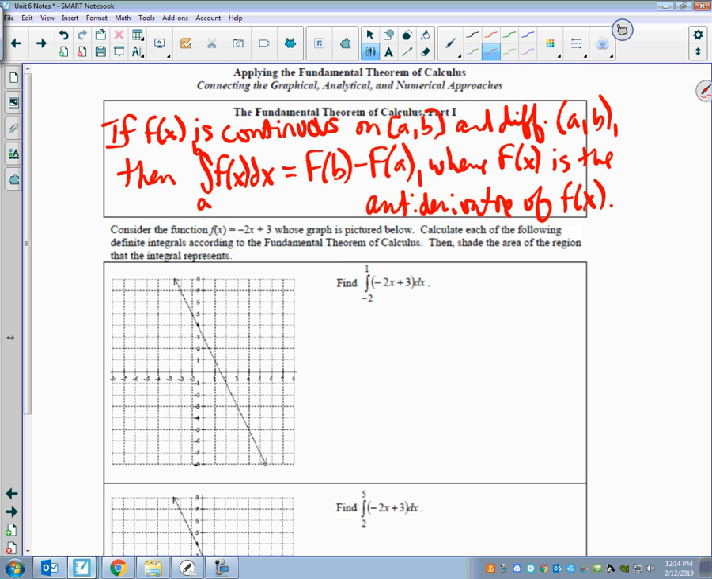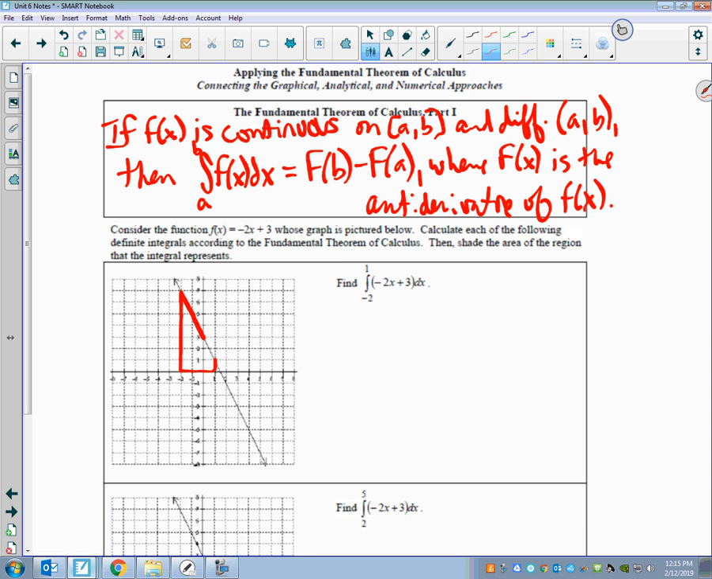That means, as Helen was asking, can we find the exact area under a curve? We can. So let me show you these two, and hopefully I can make this a short video since I'm giving you another video too. So this one gives you a linear one just to show it. It says, consider the function f of x equals negative 2x plus 3. Calculate each of the following definite integrals according to the fundamental theorem of calculus, and then shade the area that represents. So first of all, negative 2 to positive 1 would be like this.